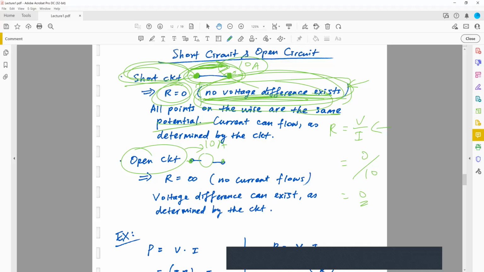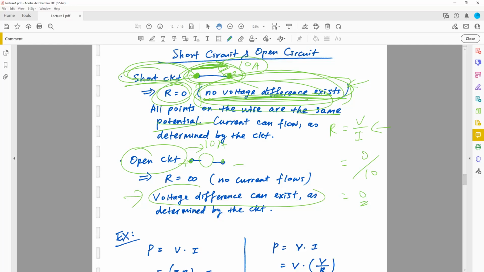In such case, the voltage difference between these two terminals, right? I'm using plus on the left and minus on the right, but it can be the other way around. There can still exist some voltage difference, the potential difference, okay? But since there is no current, now mathematically R is equal to V over I, right?